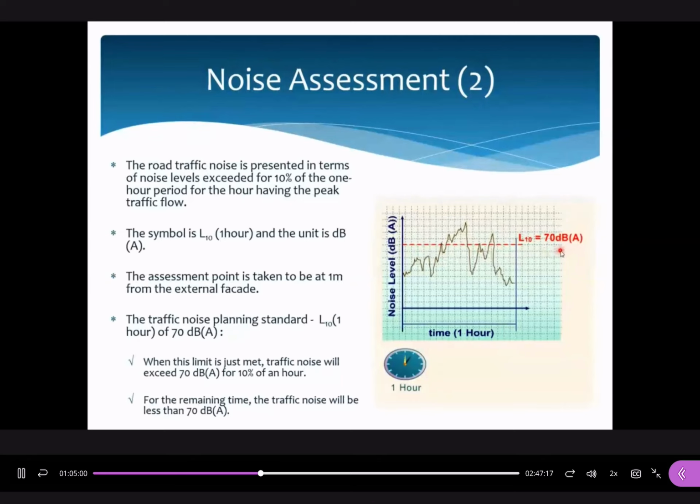And normally we consider that this is the peak level. Okay, and how about L90? What's the meaning of L90? L90, we generally consider to be the background noise level, because for 90% of the time duration, the level is above a certain value.